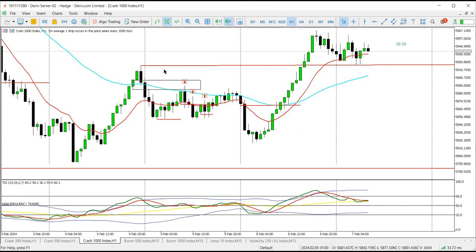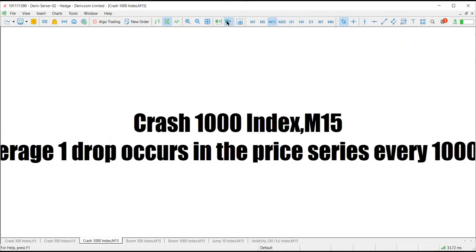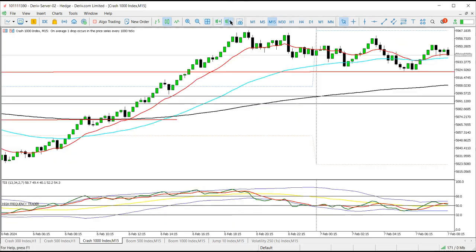Okay, so H1 I can consider a short-term sell if price comes back to retest this area here. So for them to come here, we need some form of pattern.